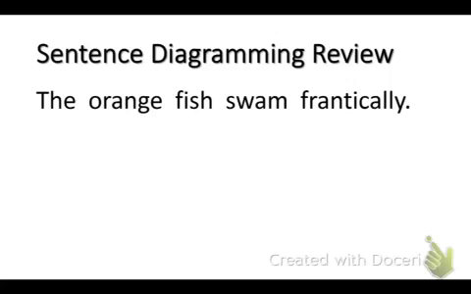This video is a short review on sentence diagramming. When you're diagramming a sentence, the very first thing that you need to do is separate it into the subject and the predicate. In the case of this sentence, the orange fish swam frantically. The orange fish is the subject, swam frantically is the predicate. So to just draw a very, very simple diagram, we would make it look like this.